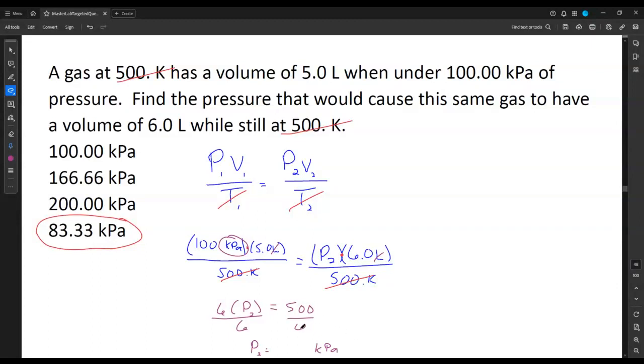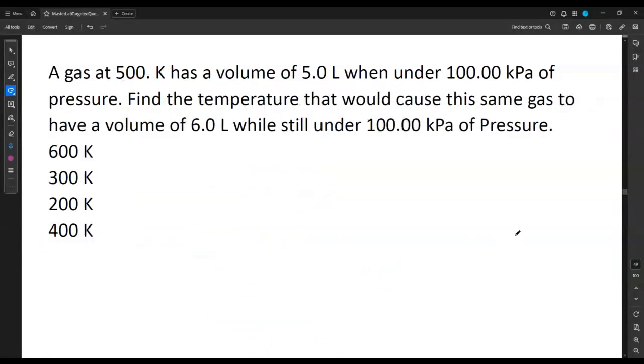Then taking 500 and dividing by 6, you get 83.3333, and so on. And that reasonably rounds to the answer choice we selected.